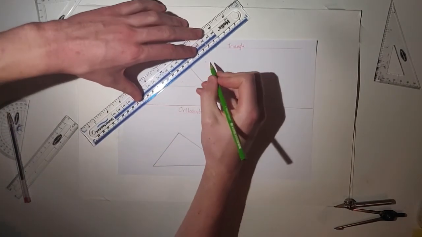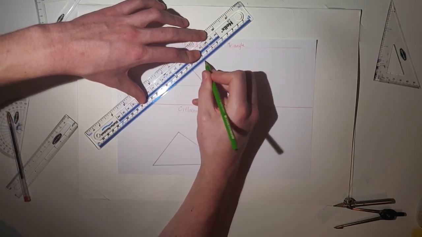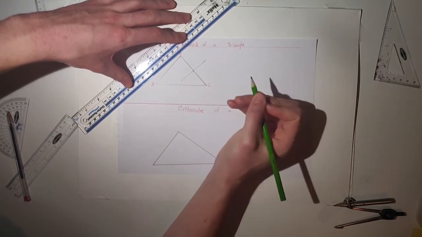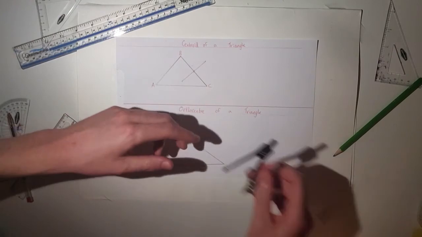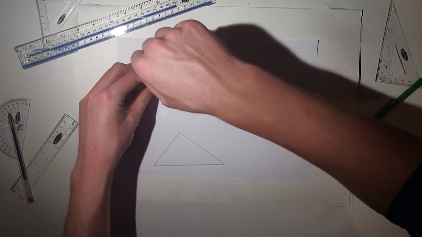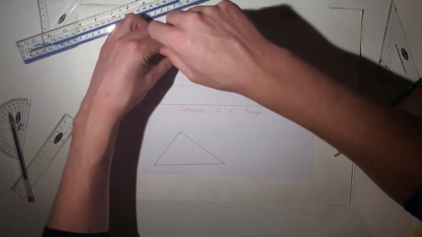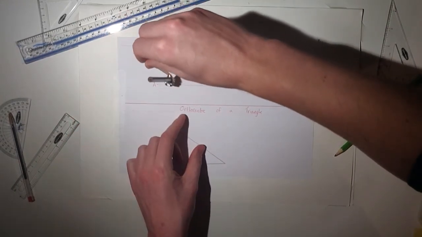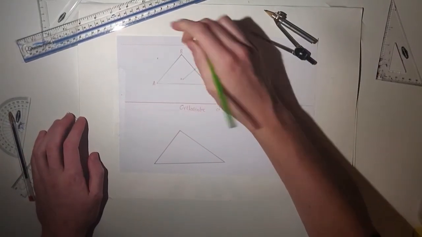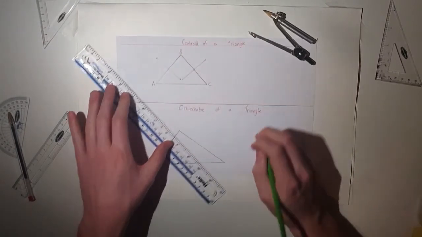So here we have our perpendicular bisector of BC, and now we get the perpendicular bisector of AB. So I'm going to keep the same radius in the compass because I can see it's over half of AB. So here and here is where they cross, so I can now do a nice line like so. Okay.